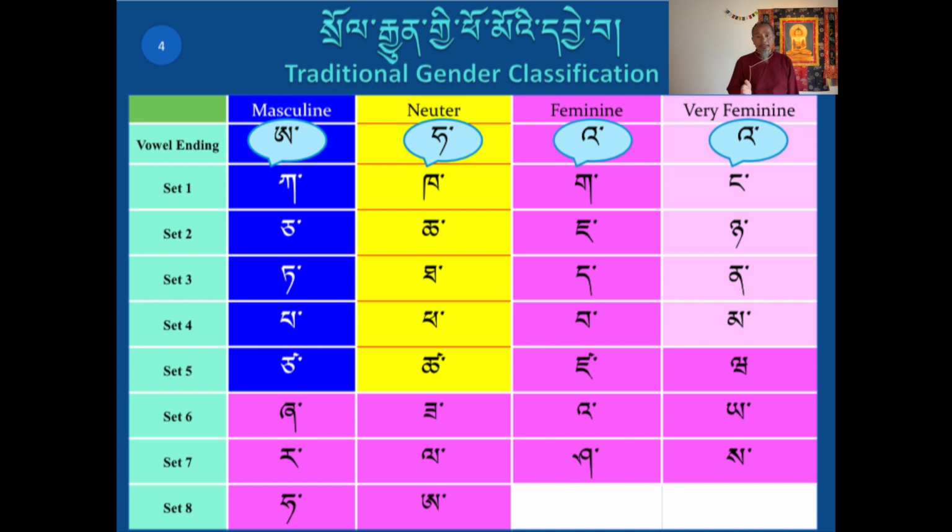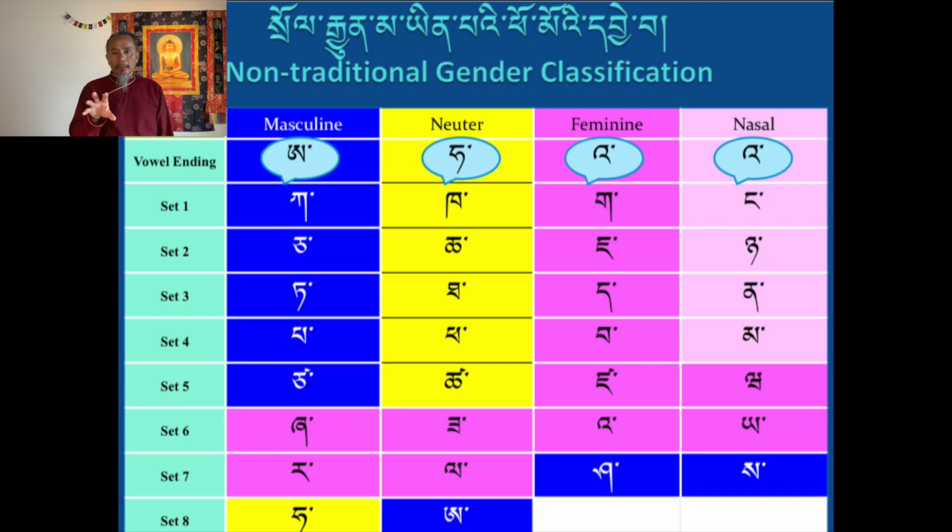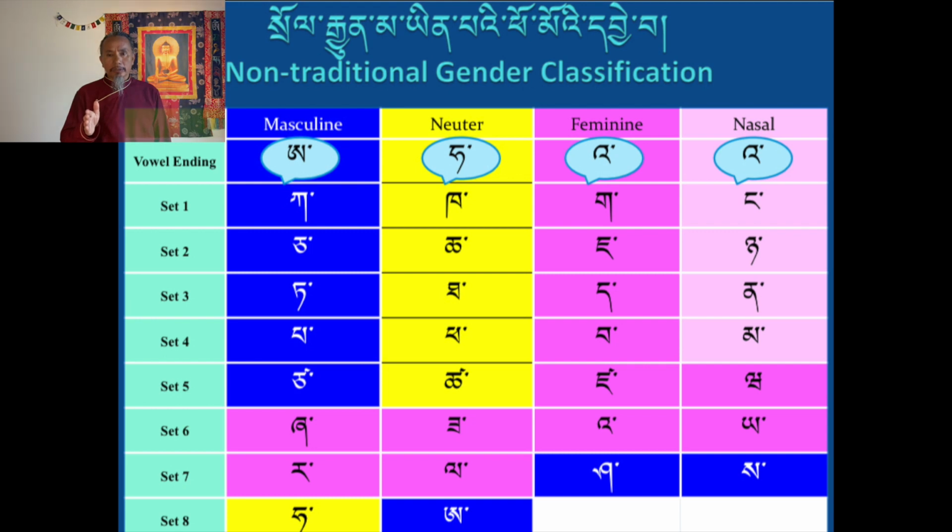Consonants are divided into 4 genders. It's masculine, neuter, feminine, and super feminine. In the blue color, you see the masculine letters, and in the yellow, you see the neuters. In pink, you see the feminine letters. In the light pink, you see the 4 nasal letters.